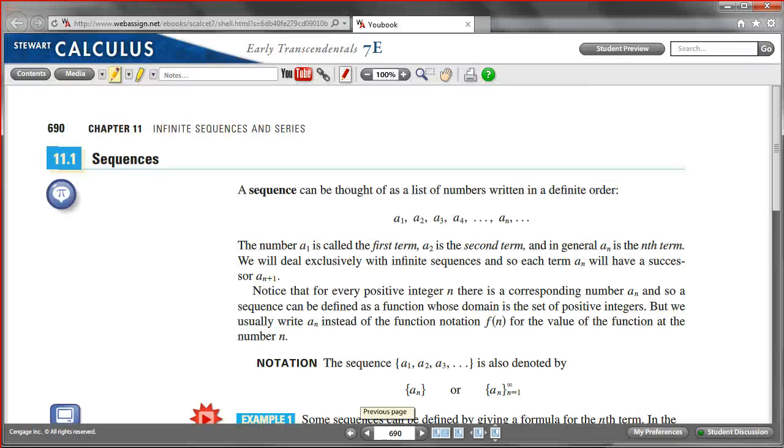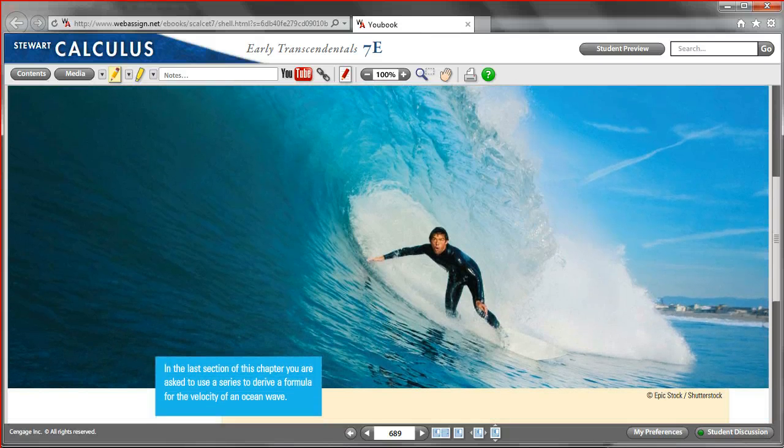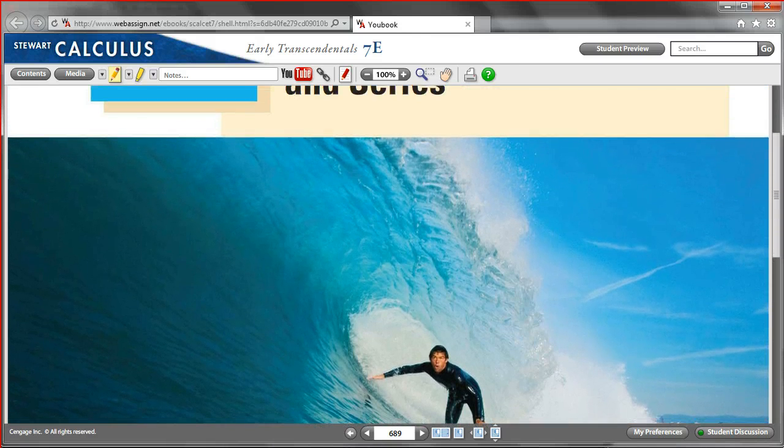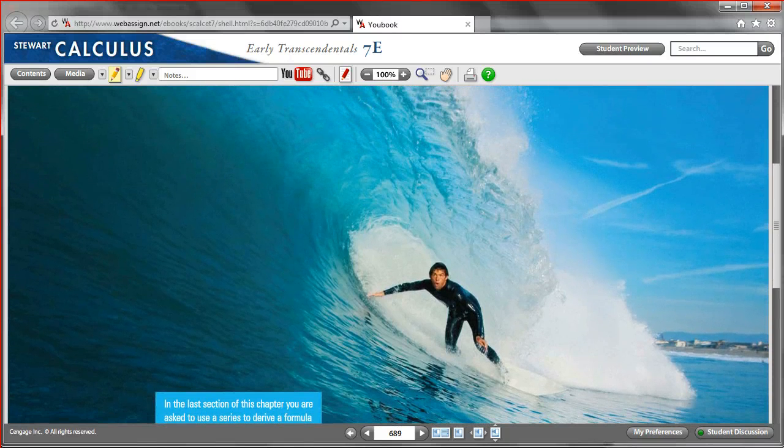Oh, I nearly forgot. The opening picture of chapter 11 shows you a certain surfer, and this wave pattern is developing partly based upon the Fibonacci sequence. It's amazing, but that's true. That's why I think the textbook author chose this picture.